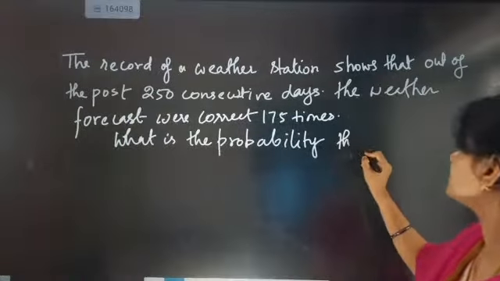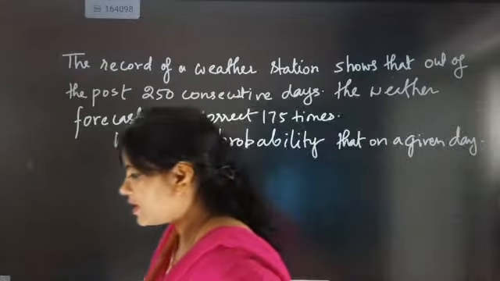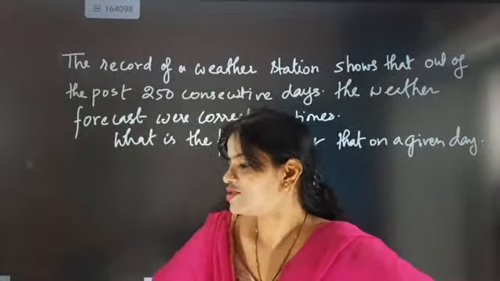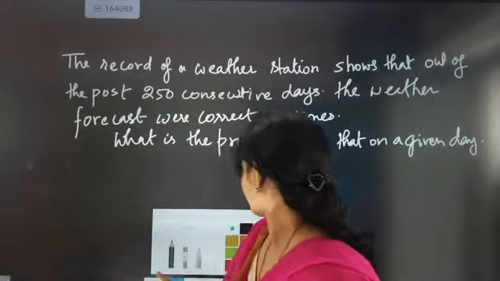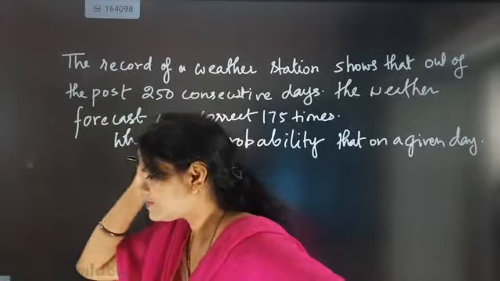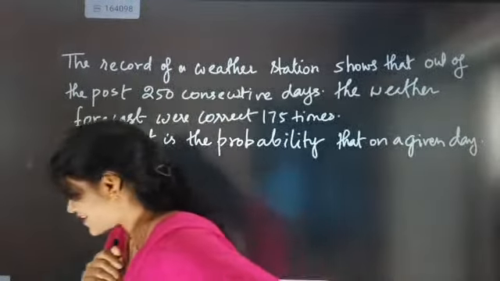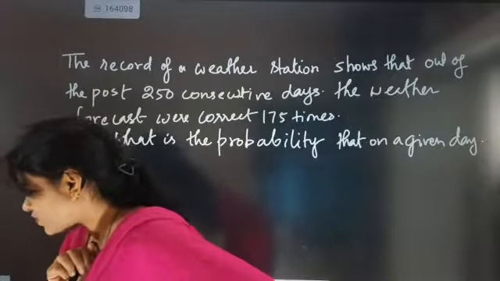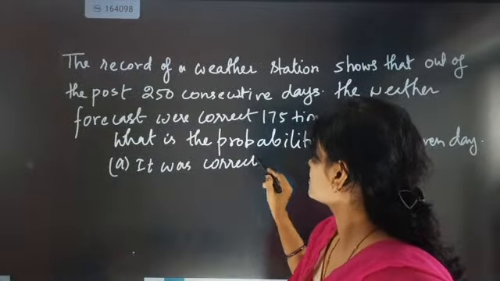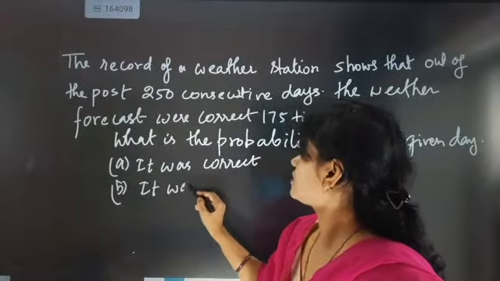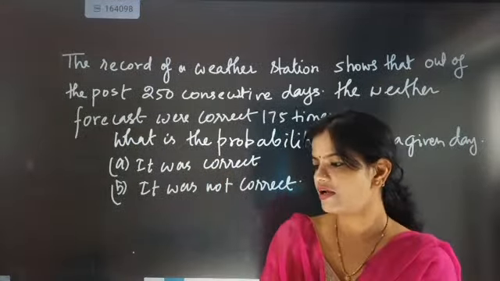What is the probability that on a given day it was correct, or it was not correct? First, it was correct. Second, it was not correct. Go for it. It was correct and it was not correct.